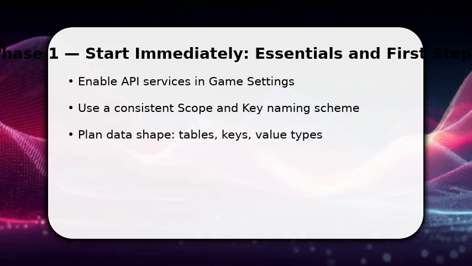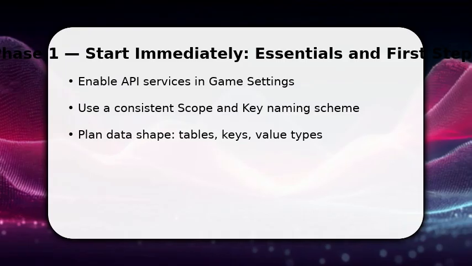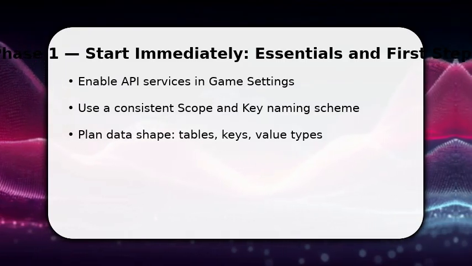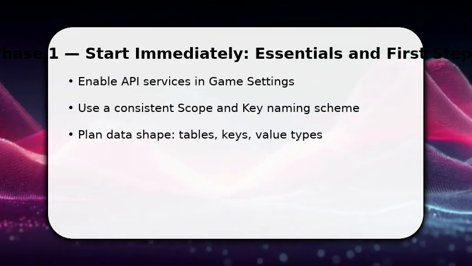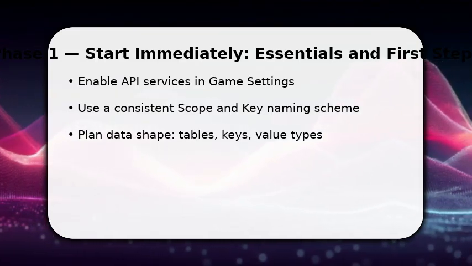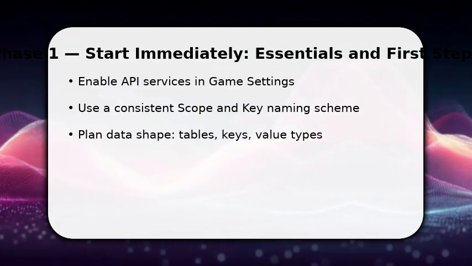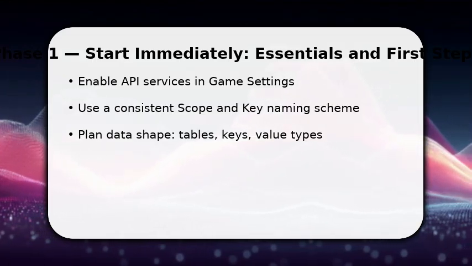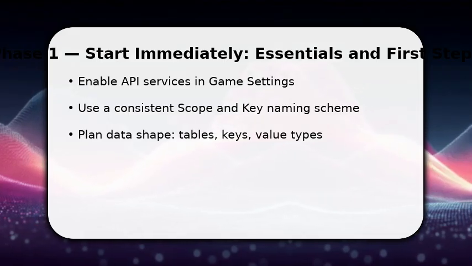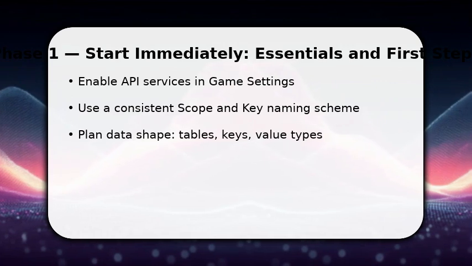Enjoy the video. You begin by enabling API services in game settings so Roblox allows server data store calls. Next, define your key format and scope because consistency prevents collisions later. Once done, plan the data shape, decide which fields are saved, which are cached, and what default values look like. Make sure to choose sensible types: strings for ID, numbers for counters, tables for inventories. This sets the foundation, so reads and writes remain predictable under load.